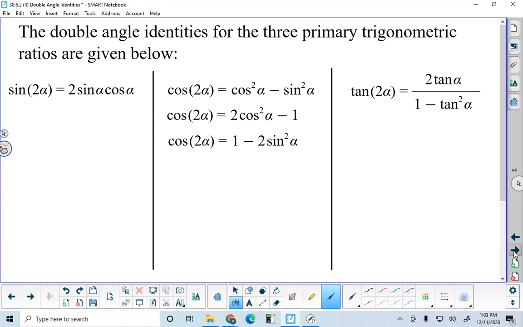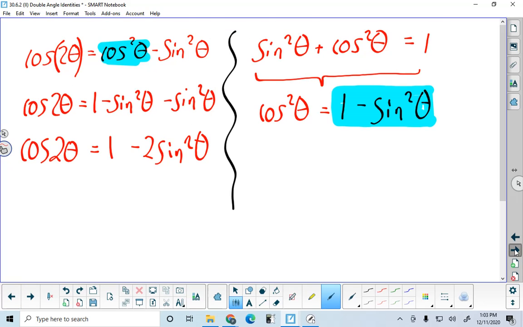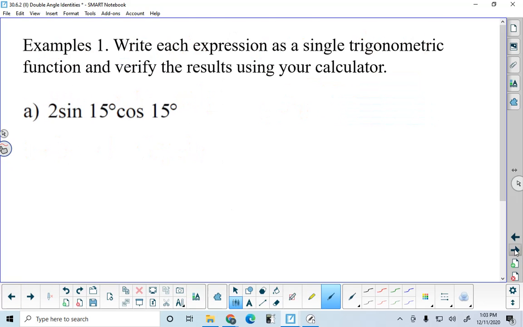The first couple of examples are just getting us used to recognizing these identities and understanding what they mean. This is very similar to what we did yesterday with sum and difference identities. You look at your formula sheet and you find an identity that looks like this. Is there something on your formula sheet that looks like 2 sine theta cos theta, and if so, what is it equal to? Well, it's equal to sine of 2 theta.